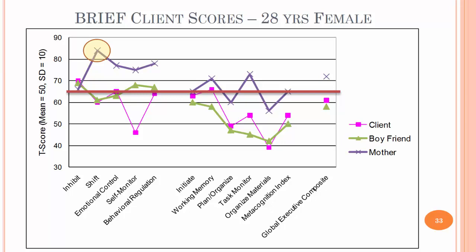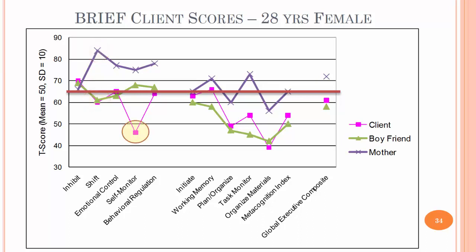Now, client and boyfriend indicate that my client has some problems with this that exceed the median, but mother is really concerned about it. The difference is really important to pay attention to, and what we need to do is to have a conversation with the mother to get some examples of things that she's seen so that we can figure out how to evaluate that in terms of performance later in the evaluation.